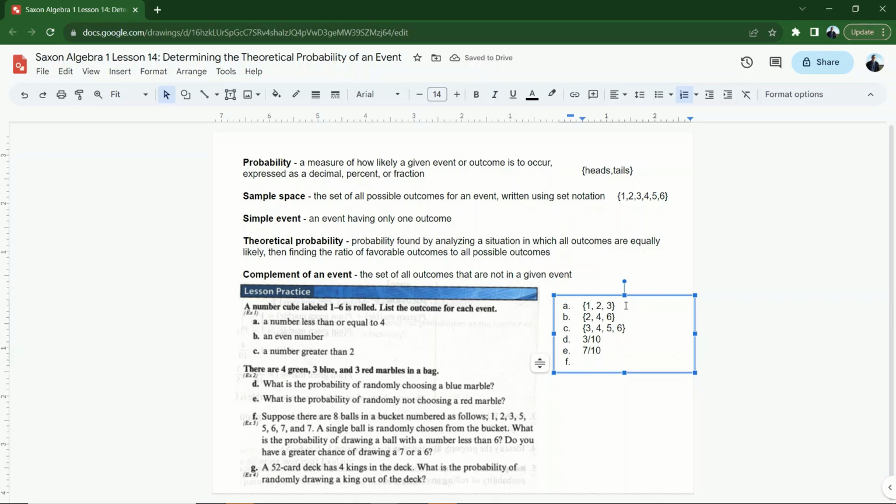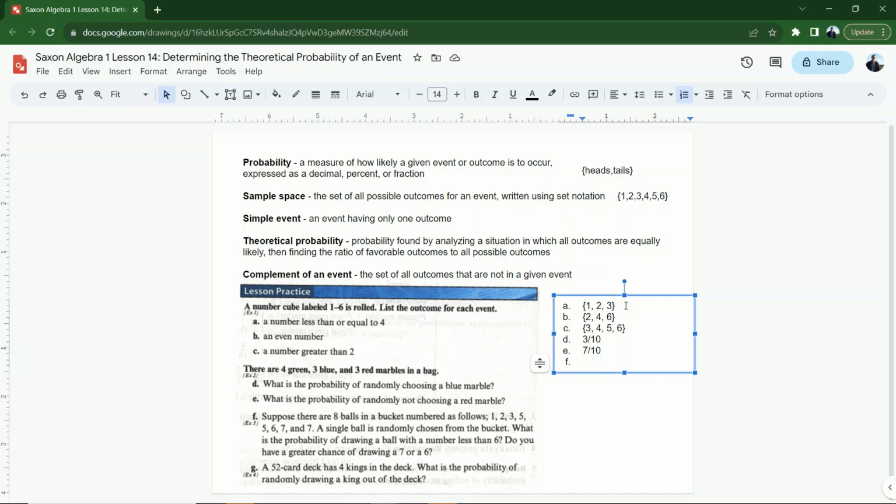Next, suppose there are 8 balls in a bucket, numbered as follows: 1, 2, 3, 5, 5, 6, 7, 7. Why are they numbered that way? Who knows? But a single ball is randomly chosen from the bucket. What is the probability of drawing a ball with a number less than 6?